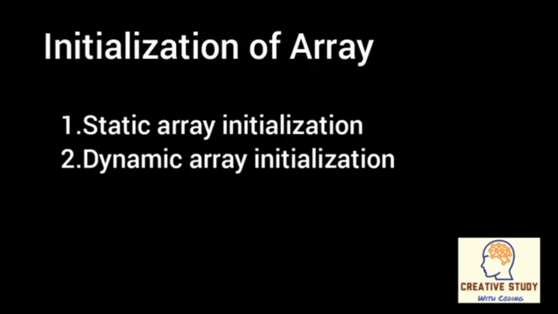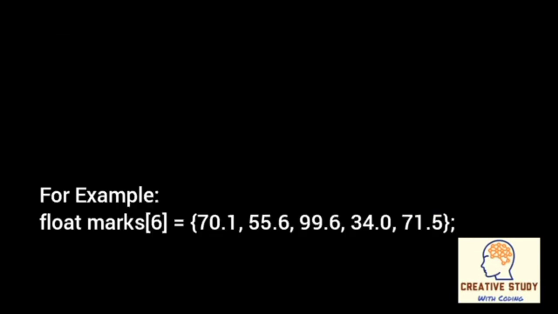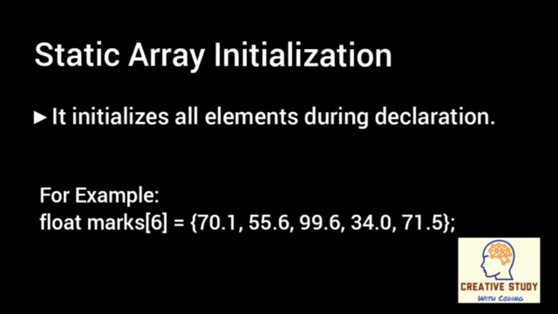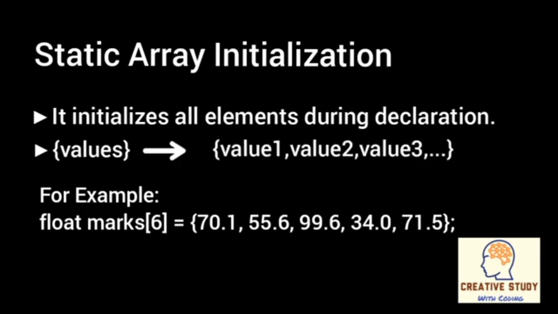Now let's see how to initialize an array. There are two ways to initialize an array: static array initialization and dynamic array initialization. Static array initialization initializes all elements of the array during its declaration, and we define the values of all array elements within a pair of curly braces, and values are separated using commas. Values must be of the same data type.